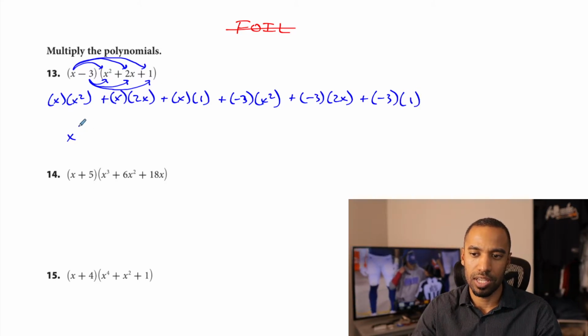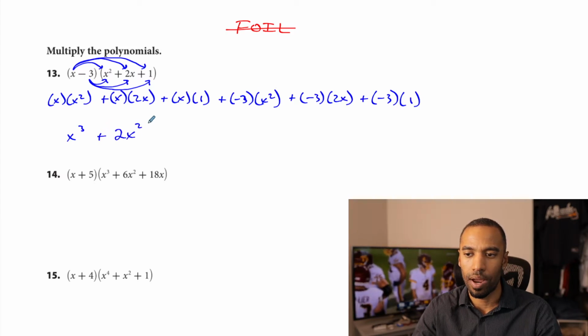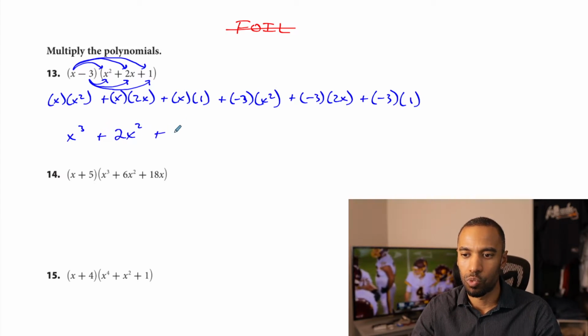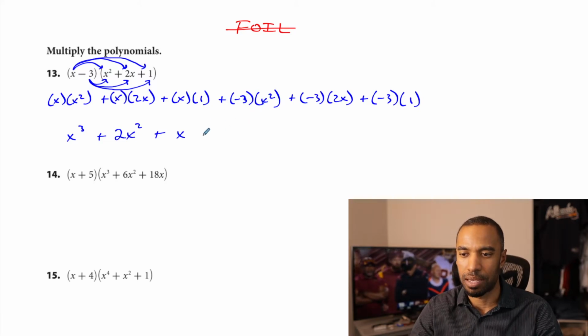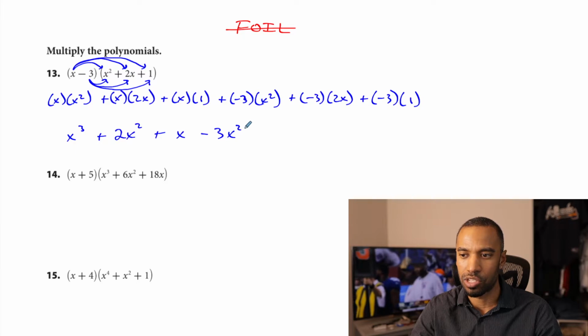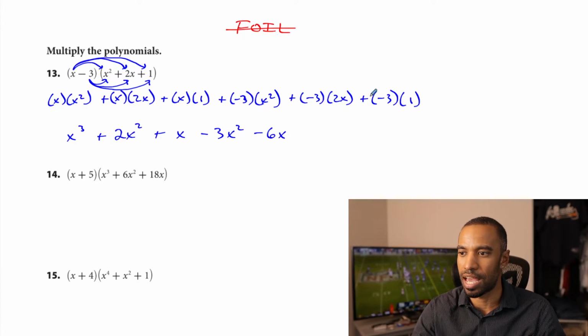X times x squared is x cubed. X times 2x is 2x squared. X times 1 is 1x, also better written as x. Plus negative 3 times x squared is minus 3x squared. Plus negative 3 times 2x is negative 6x. Plus negative 3 times 1 is negative 3.